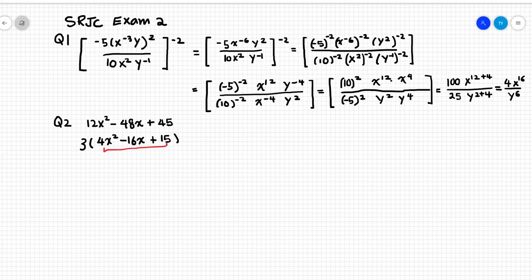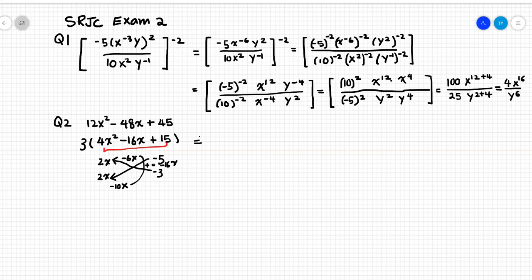Right here. So I'm going to break this into 2x and 2x here. For 15, I'm going to use the 5 and 3. They both have to be negative, because we have to have a minus 16 in the middle. So if I cross multiply like this, I get minus 10x, and cross multiply like that, I get minus 6x. So if I add these two, I get minus 16x. Alright, so that looks good.